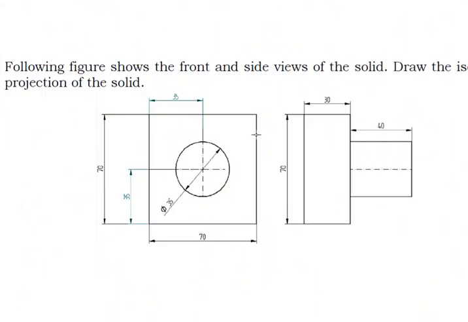The square side length is 70, so we need to draw it. So this is 10, 20, 30, 40, 50, 60, 70. Then from here 70, 10, 20, 30, 40, 50, 60 and 70. Then here 70. Then we are going to join it. So we have drawn this surface. Now we shall give the thickness, which is 30. So from here 3 boxes.